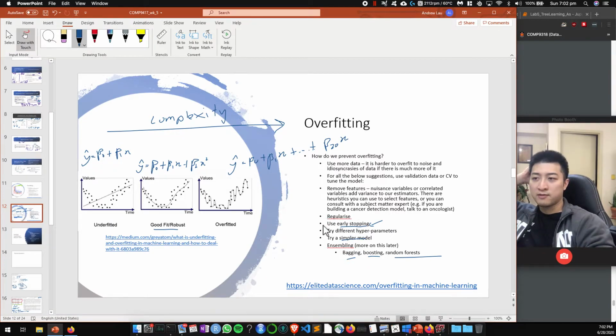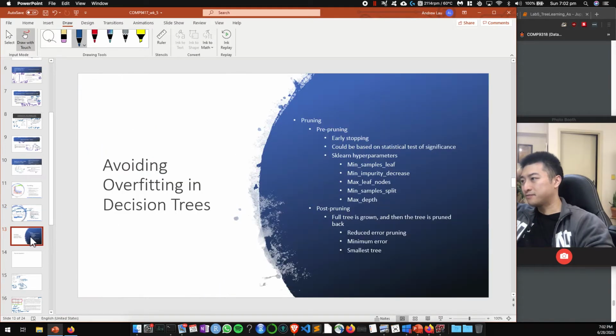We'll drill into some of these a bit more. But overfitting is a very real problem, and something you definitely need to deal with in real life. Particularly for decision trees, there's a whole bunch of things you can do. So there's early stopping, where it would stop growing the tree when some sort of threshold's met. You could even use some statistical tests to stop building branches if it's not significant.